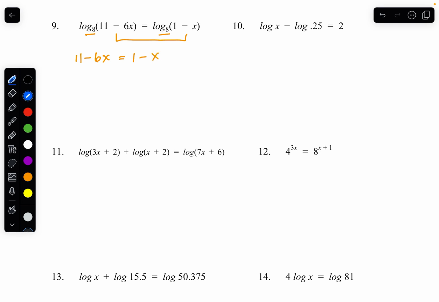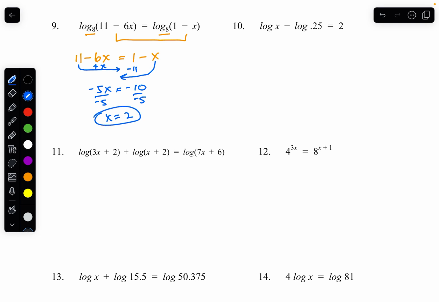Doesn't matter what you do. If you move the 11 over here, you would subtract 11. And if you move the x over here, you would add x. So I'm left with negative 5x and negative 10. And if I divide both sides by negative 5, I'm getting x is 2.